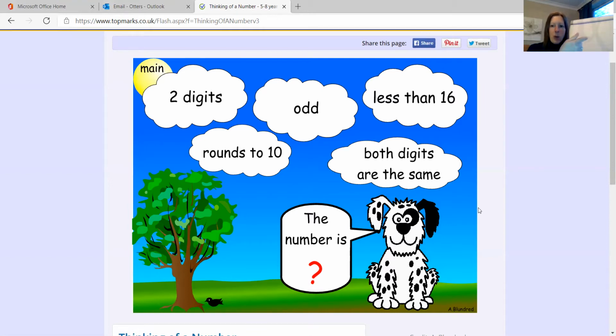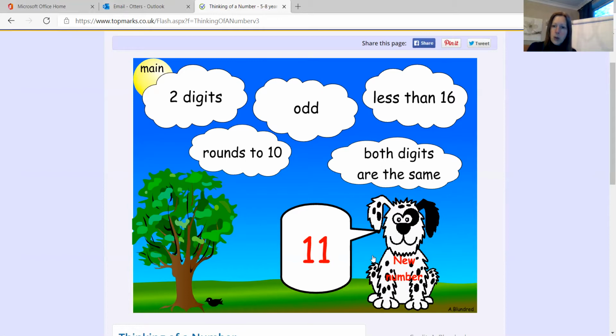13 is a 1 and a 3. They're not the same. So I'm thinking that the dog has the number 11 in his mind. Let's see. Yes, of course it is. There it is. So that's how the game works. That's how the challenge works.